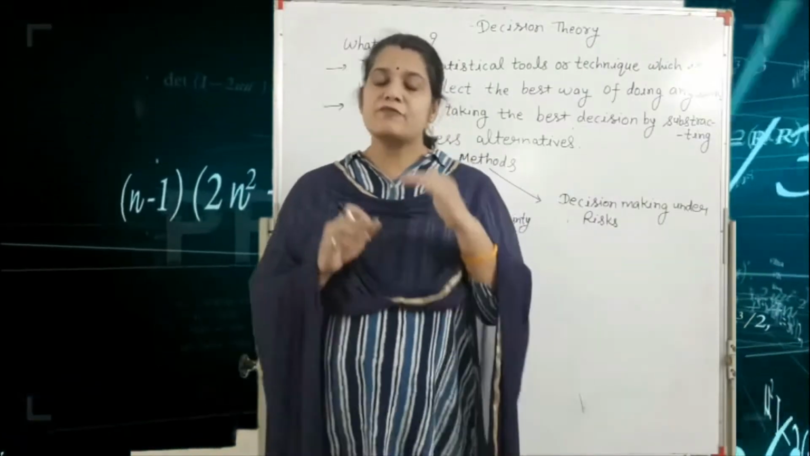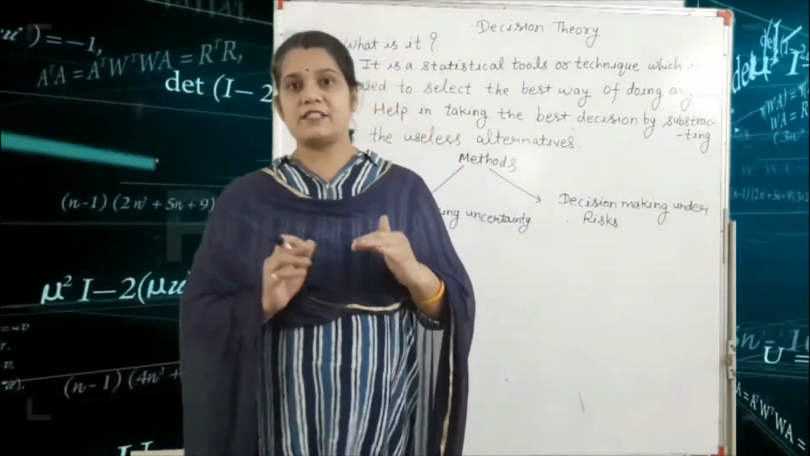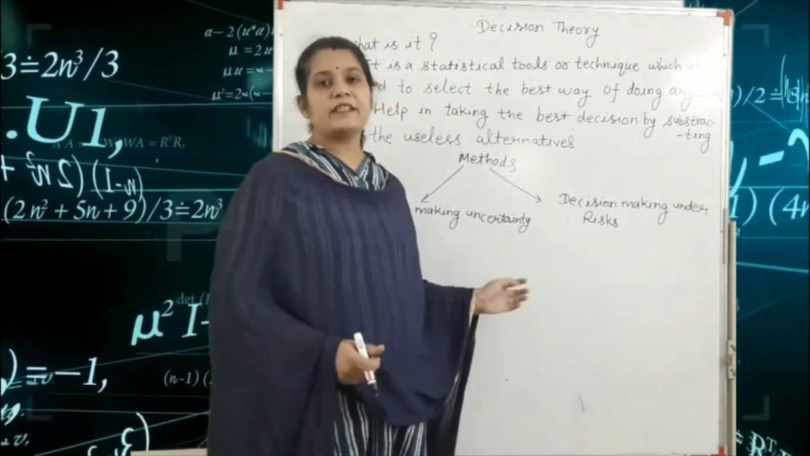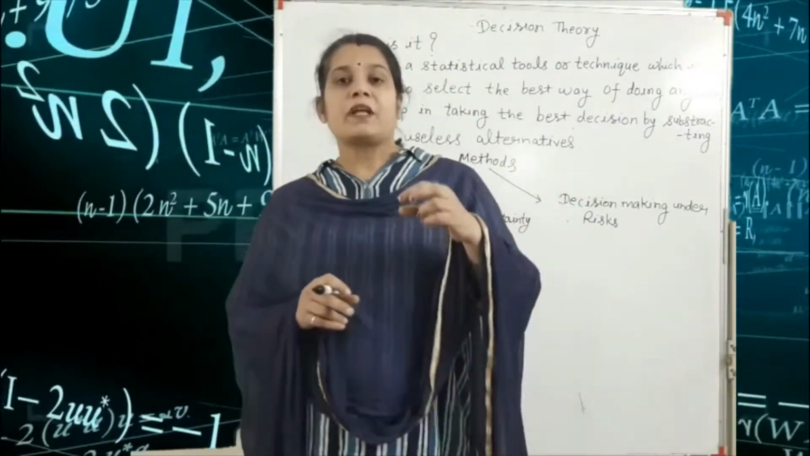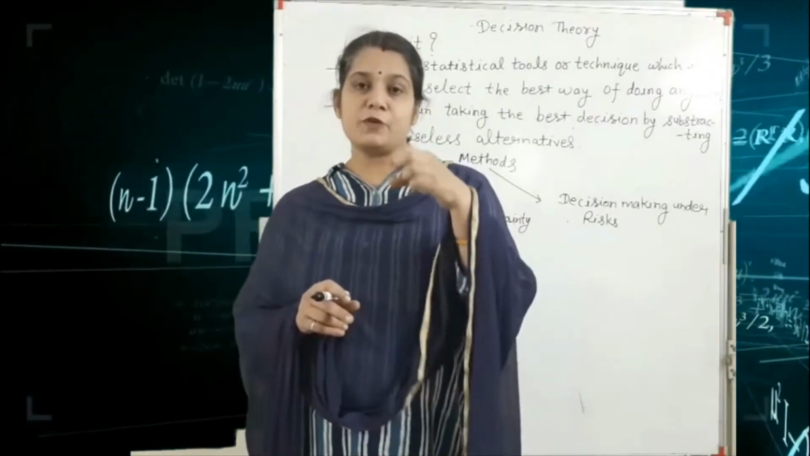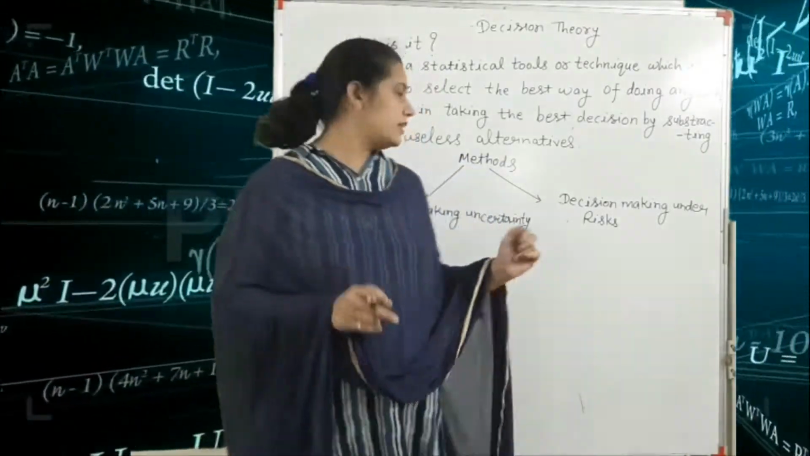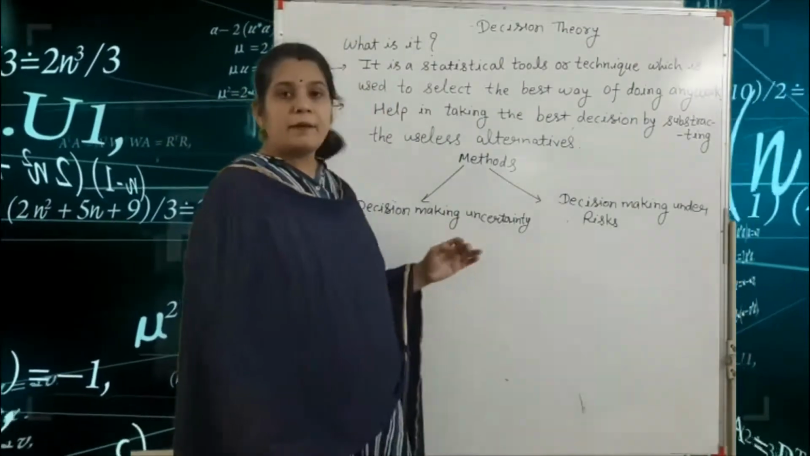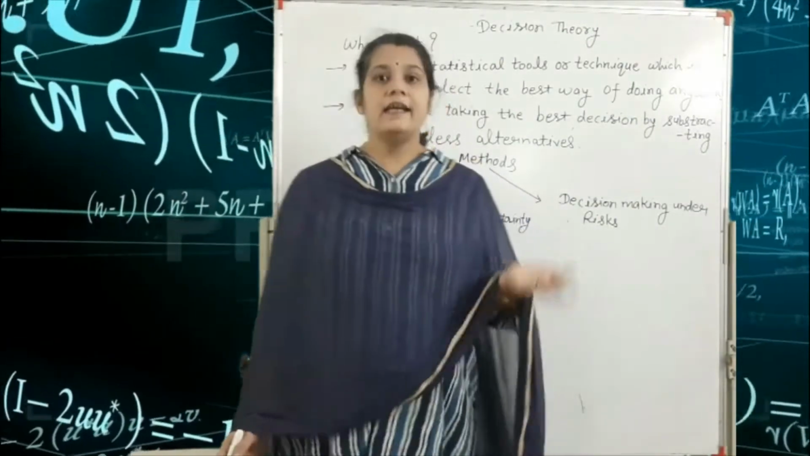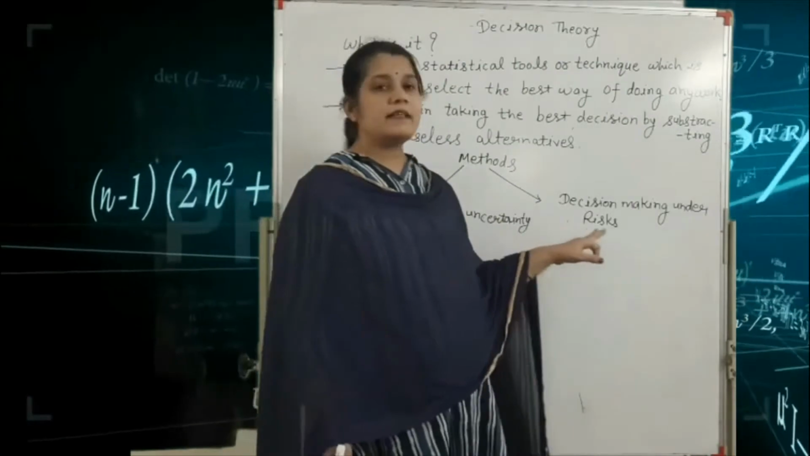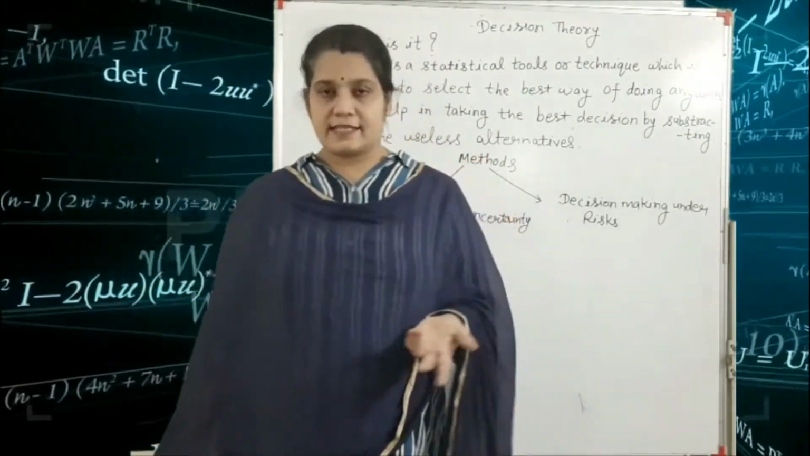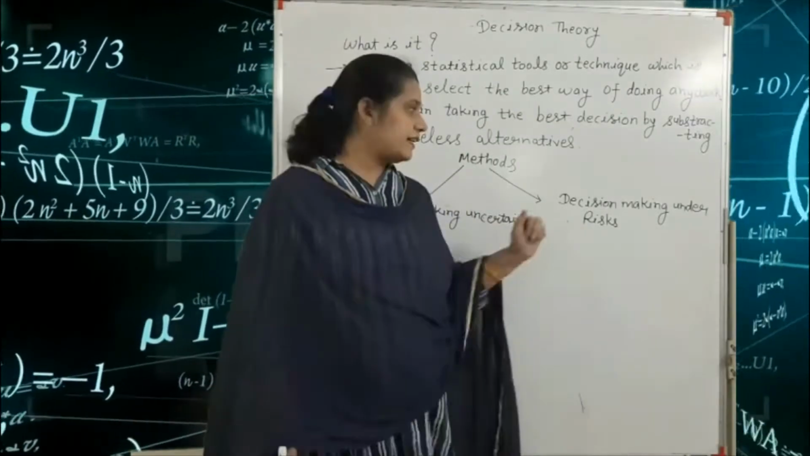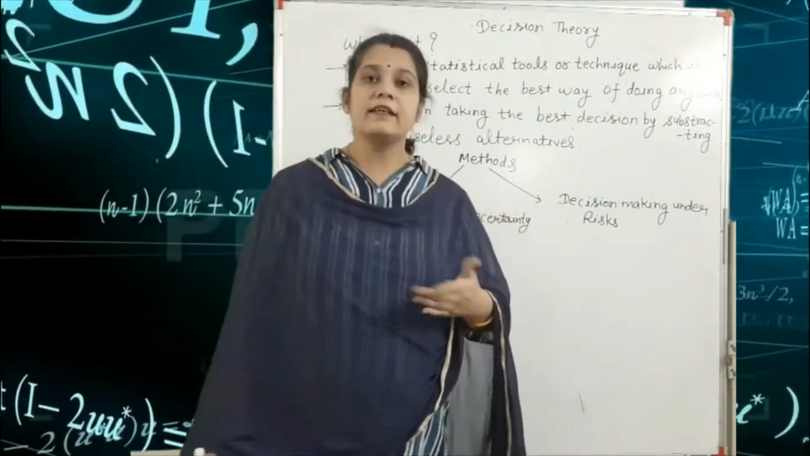This is a very easy chapter, because although many methods are included, every method's process is very easy. The first method is decision making under uncertainty, and the second is decision making under risk.